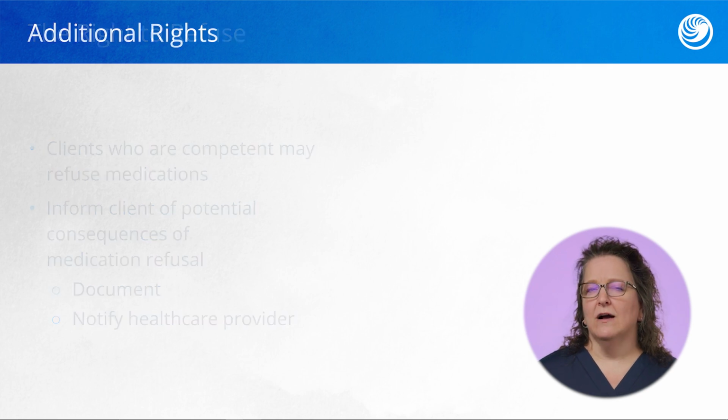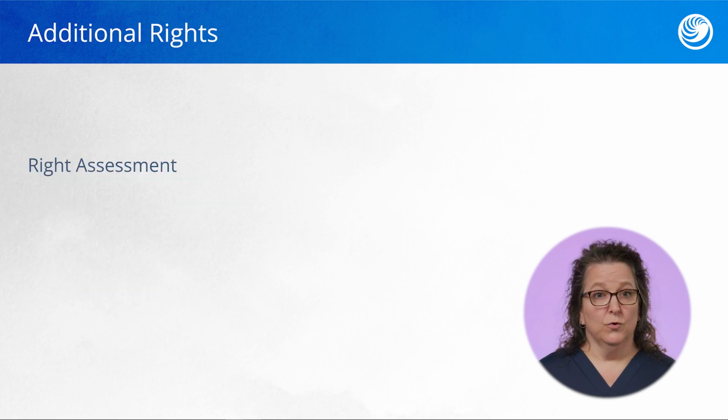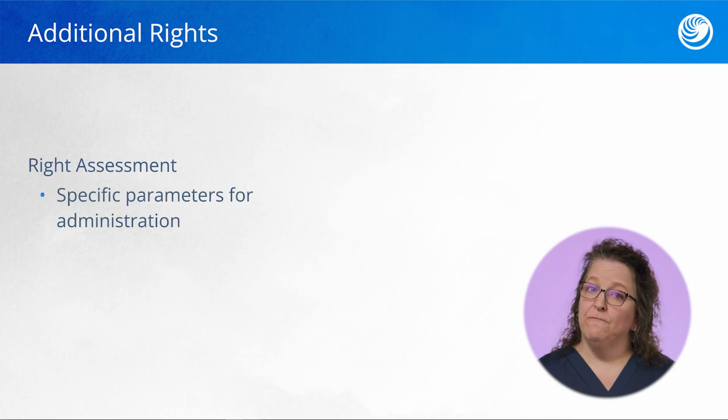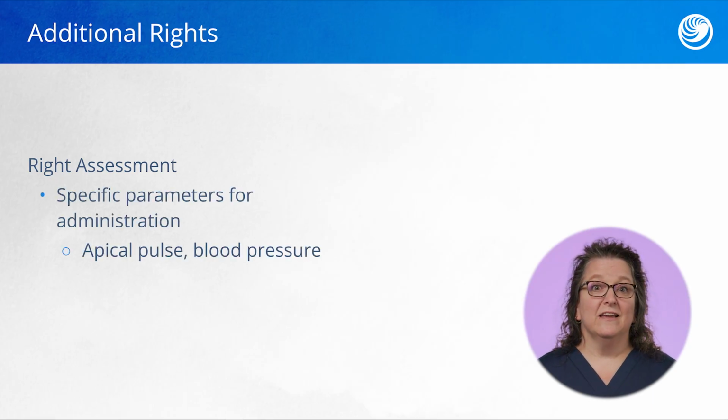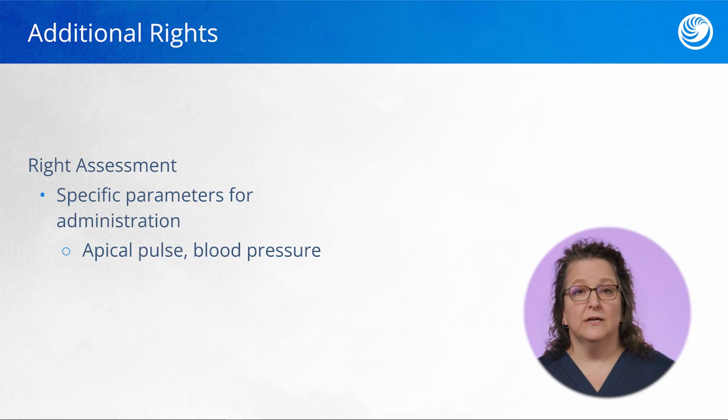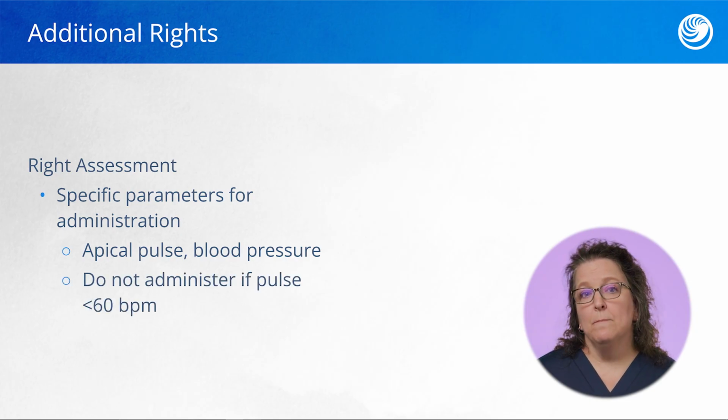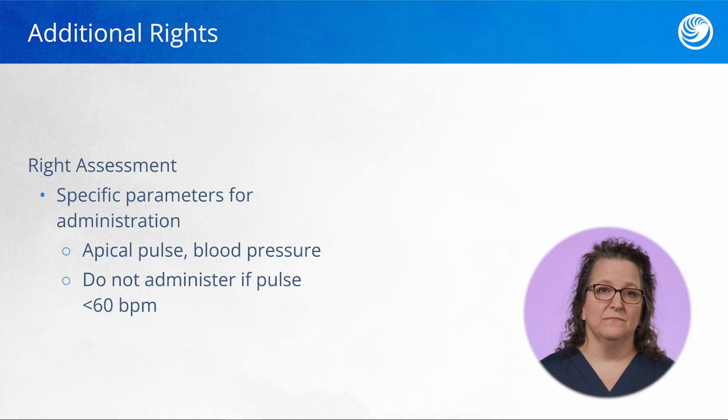Now let's talk about a couple additional rights. The right assessment. This could be specific parameters for administration, like an apical pulse or a blood pressure. And the parameter may be, do not administer medications if the pulse is less than 60 beats per minute. Then you'd hold that medication.